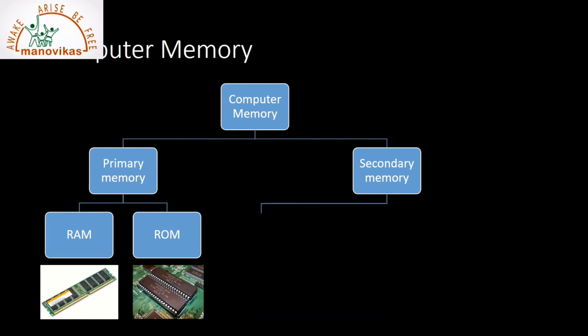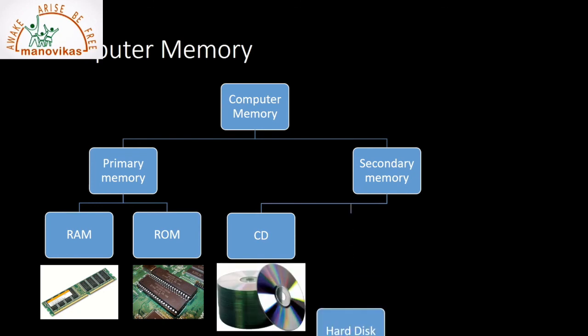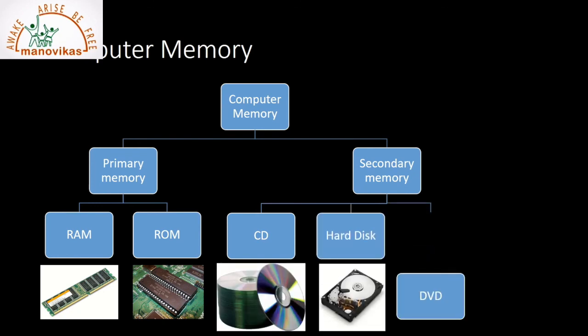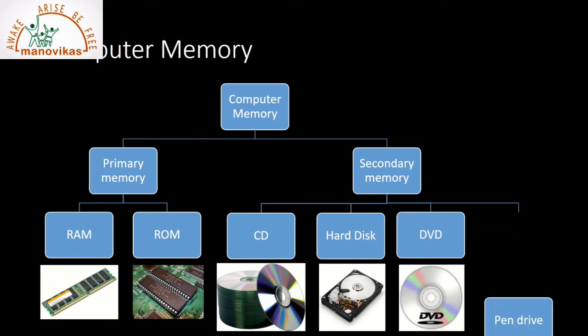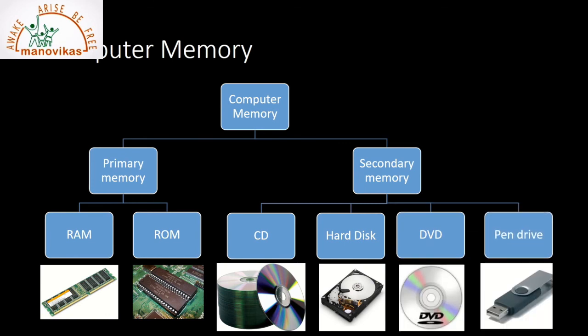Now let us go to secondary memory. Secondary memory is a permanent memory. It has a huge storage capacity. We have all seen secondary memories. Yes, it's a CD, a hard disk, DVD and a pen drive. All these are secondary memory of a computer system.